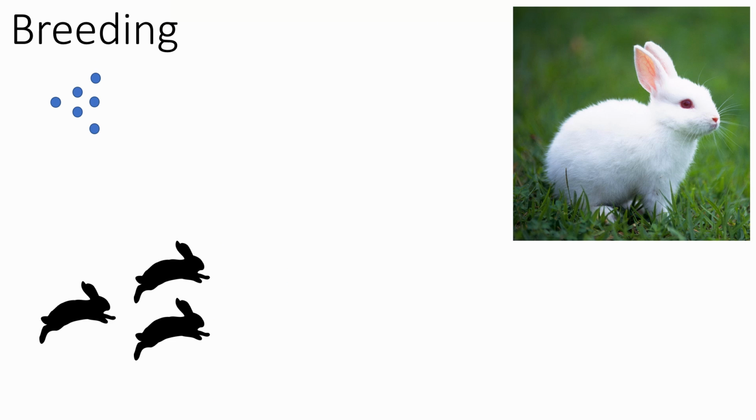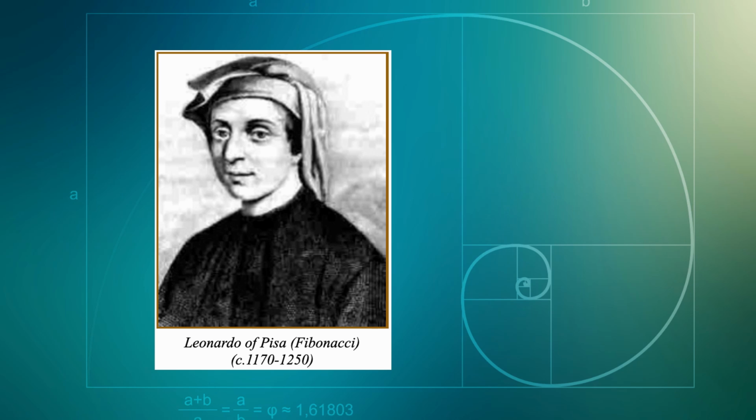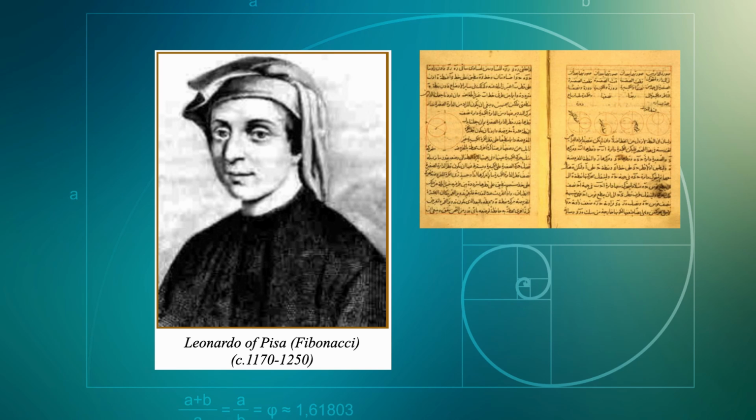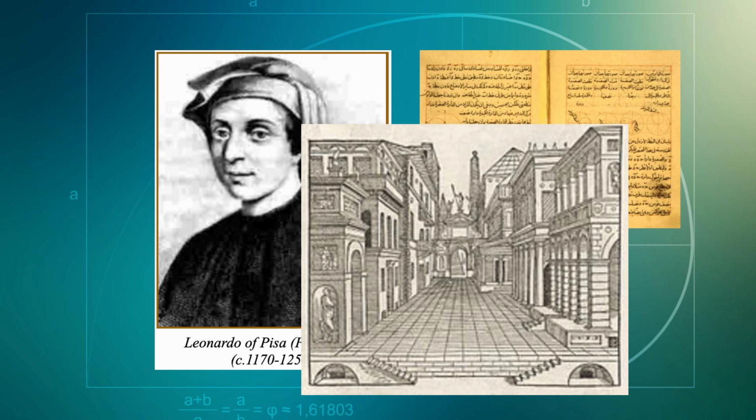When animals reproduce, they reproduce in numbers of the Fibonacci sequence. Although the sequence was named after a mathematician, Leonardo of Pisa, better known as Fibonacci, it wasn't the first time the world had heard of its significant impact on mathematics.